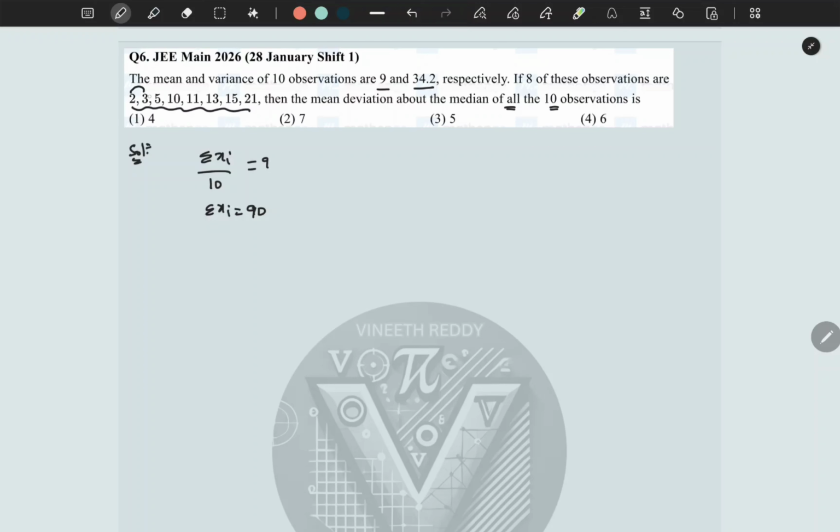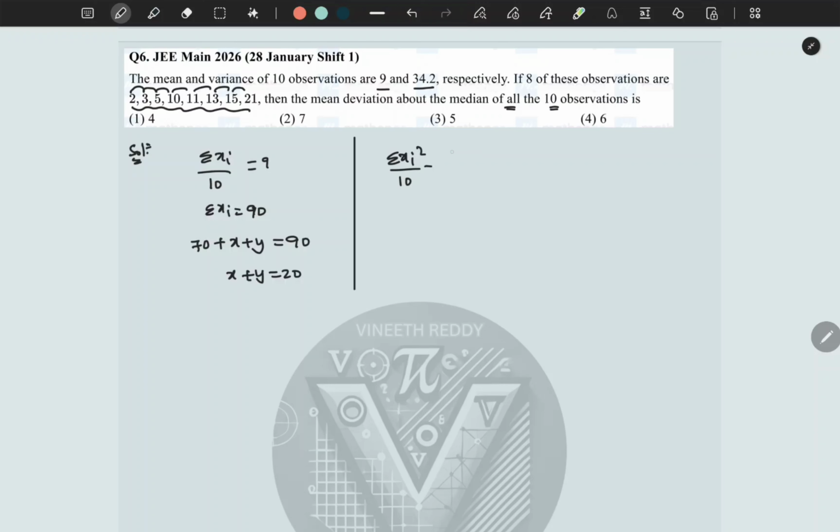What is sigma xi? That is 2 plus 3 is 5, 5 plus 5 is 10, 10 plus 10 is 20, 20 plus 11 is 31, 31 plus 13 is 44, 44 plus 15 is 59, 59 plus 21 is 70. So we have 70 plus x plus y. Let us say x and y are the remaining two numbers. So x plus y will be equal to 20, right?